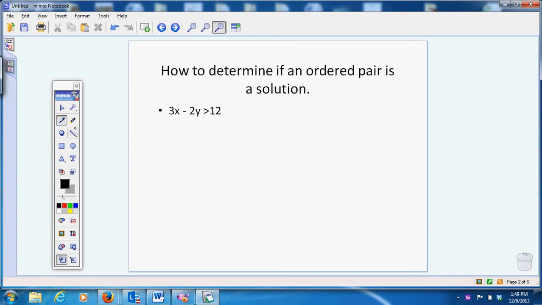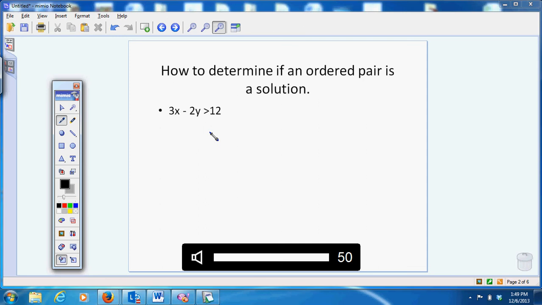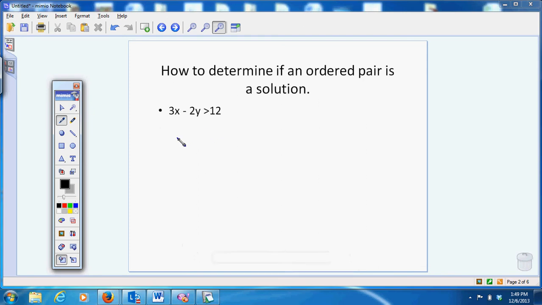Inequalities in two variables simply means that you have an inequality, which you can see that we do here, but we have two variables. We have x and we have y. And we're going to be graphing lines in just a second, but first I just want to walk you through some types of things that you need to know how to do. For example, this part says how to determine if an ordered pair is a solution to this inequality in two variables.